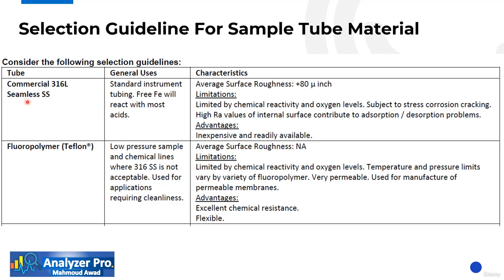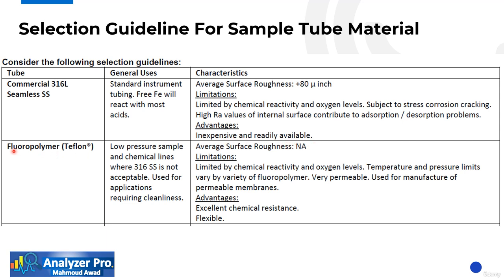The first type of material is commercial 316L seamless stainless steel. This is generally used for standard instrument tubing. Free iron molecules will react with most acids. The average surface roughness for this material is 80 microinch or above. It is limited by chemical reactivity and oxygen levels. Also, it is subject to stress corrosion cracking, and the high surface roughness values of its internal surface contribute to adsorption and desorption problems. Its advantages are that it is inexpensive and readily available.